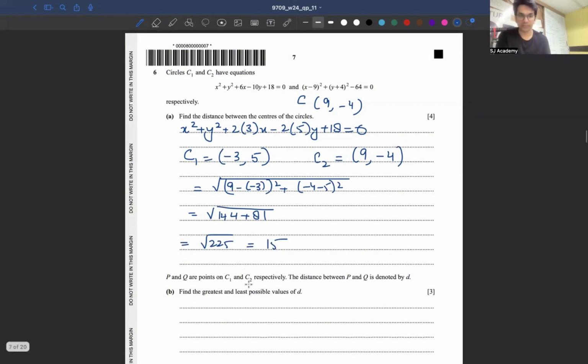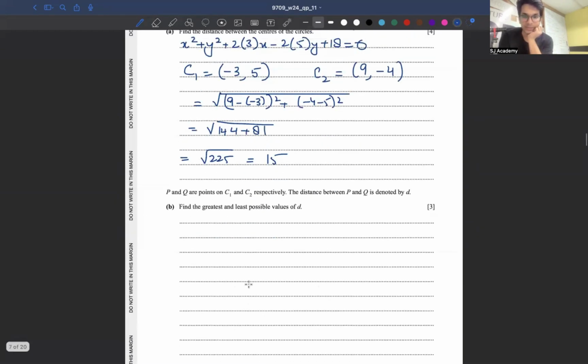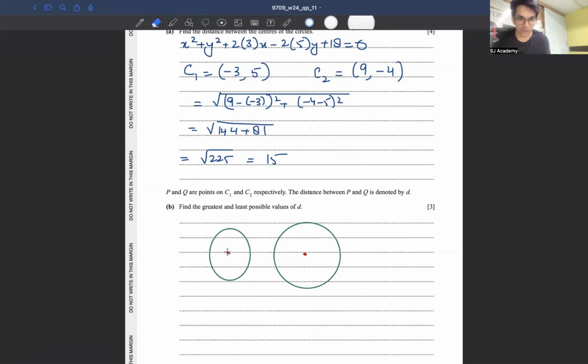Now in part B, it says that points P and Q are points on C1 and C2 respectively, and the distance between P and Q is D. So we have to find the greatest and the least possible values of D. Now to find the greatest and the least possible value, we can first make the circles. So let's say this is circle C1 and this is circle C2. Now what we know from part A is that the distance between these 2 points is given as 15. Now to find the least distance, well, first let's make this line. We know that this distance is 15.